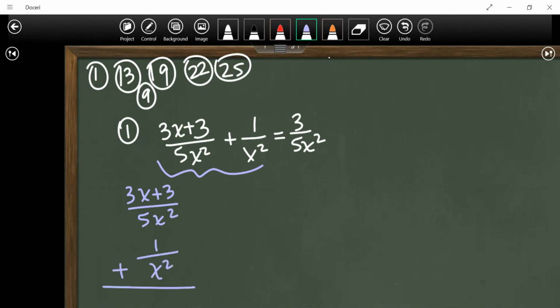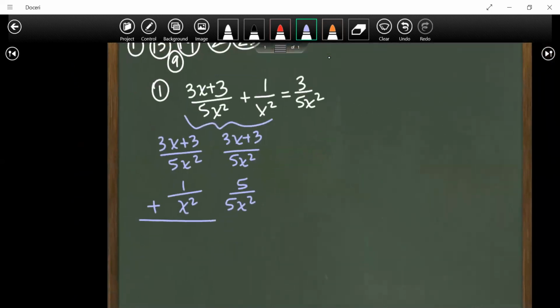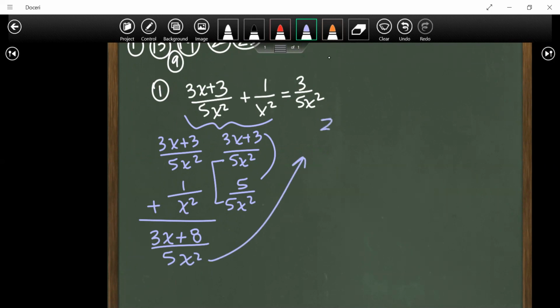What is the least common denominator between those two fractions? 5x squared. So the top is going to remain the same. What do we multiply the bottom by to get that 5x squared? By 5. So now that we have those, we can actually add the top two and then keep the bottom. So we're going to get 3x plus 8 all over 5x squared. So that's going to be replaced up here into our term. 5x squared is equal to 3 over 5x squared.